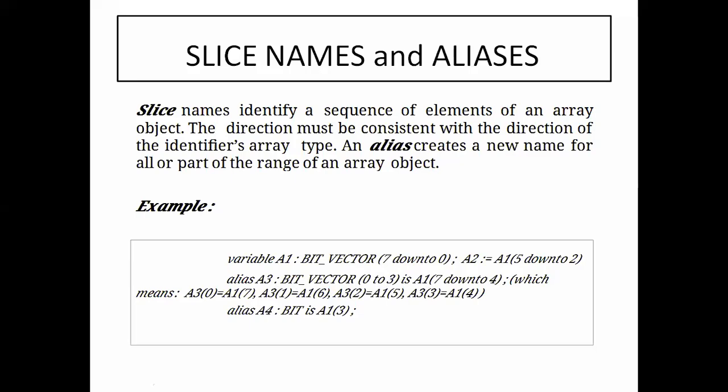Okay. And if you want to just identify a sequence of elements, then you can simply use the slice. तुम्हाला जर का फक्त त्या अरे मध्ये किती एलिमेंट्स आहेत त्याचा सिक्वेन्स फाइंड आउट करायचा आहे, you can use a slice. बट त्या अरे मध्ये दोन जेवढे एलिमेंट आहेत त्यांना तुम्हाला वेगवेगळं फाइंड आउट करायचं आहे किंवा वेगवेगळा सिक्वेन्स लावायचा आहे, then you can use a slice so that you can create new names for all or part of the range of an array object by using slices.